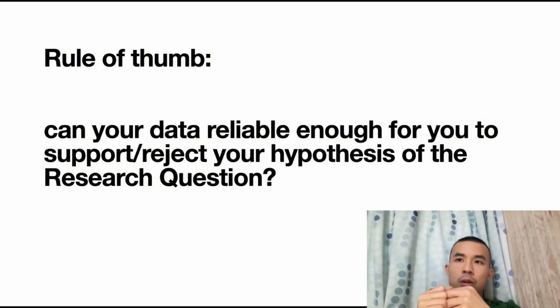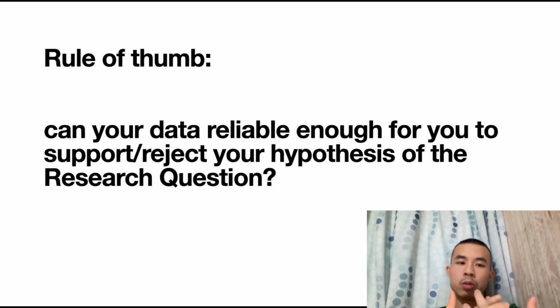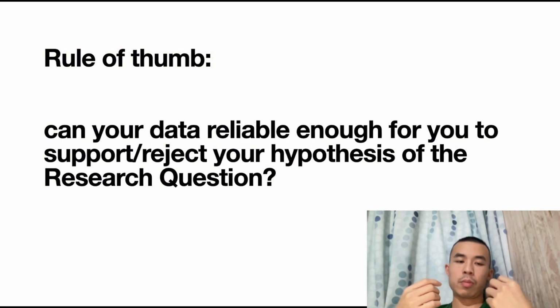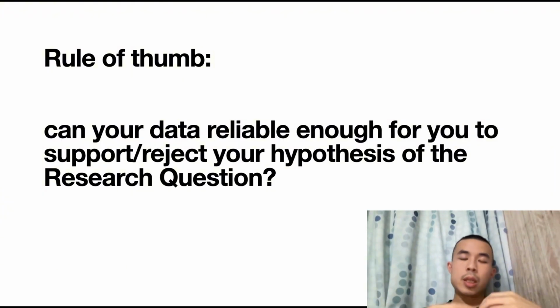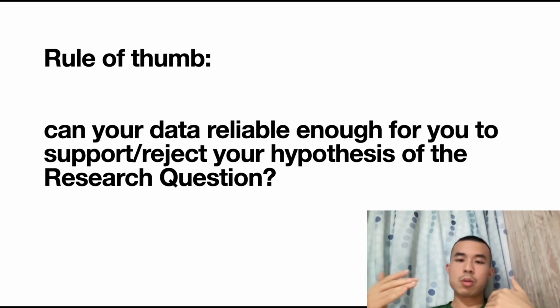If your data is so unreliable that you cannot draw a conclusion, then in your conclusion part you should provide the reasons why your data is so unreliable that you cannot support or reject. Or maybe your data is reliable enough. Then you need to show the reasons why your data is reliable enough for you to support your hypothesis.